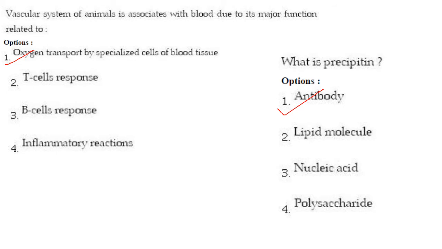Next one, vascular system of animals is associated with blood due to its major function related to option 1 oxygen transport by specialized cells of blood tissues, 2 T cell response, 3 B cell response, 4 inflammatory response. Answer is option 1 oxygen transport by specialized cells of blood tissues. Next one, what is precipitin? Option 1 antibody, 2 lipid molecule, 3 nucleic acid, 4 polysaccharide. Answer is option 1 antibody.